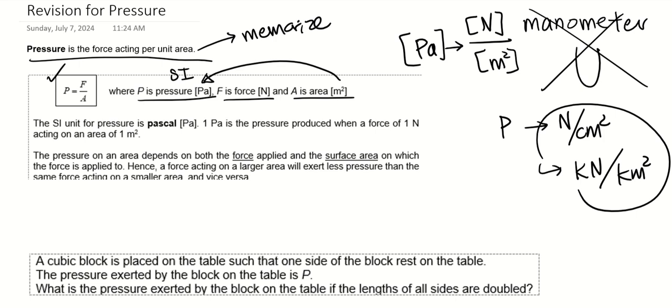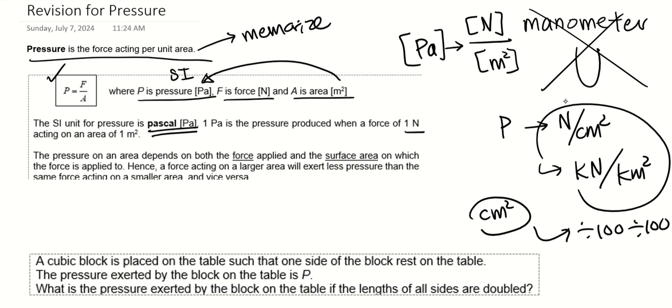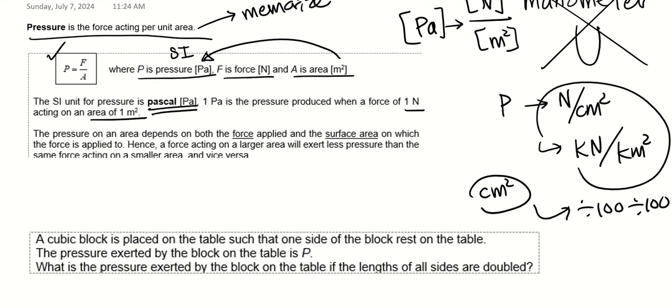So a question may come out with an area in cm square. For cm square, how do we convert it to meter square? We divide by 100 and divide by 100 again. Okay, so please see me if you need help with this. So this is the SI unit for pressure. 1 Pascal is the pressure produced when a force of 1 Newton is acting on an area of 1 meter square. Okay, so the pressure on an area depends on both the force applied and the surface area or the contact area on which the force is applied.